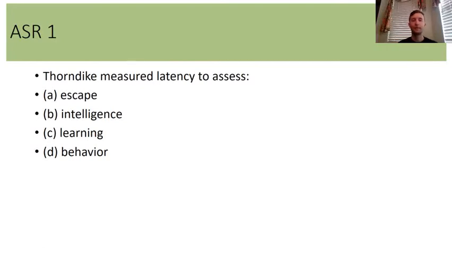Give me a few more seconds. Alright, I'll close the poll. And the answer here is C, learning. Now, he measured escape, the latency to escape, but that wasn't to assess the escape. He certainly wasn't measuring intelligence, he wasn't trying to assess intelligence per se. And then by measuring latency, he wasn't assessing behavior, he was measuring an aspect of behavior to assess learning, that relatively permanent change in behavior as a result of experience.